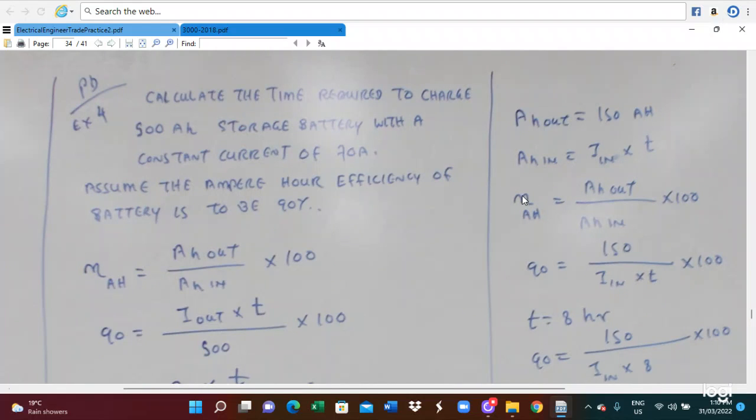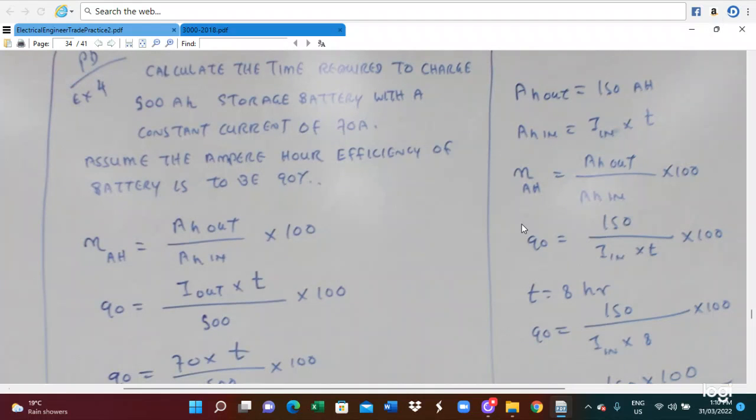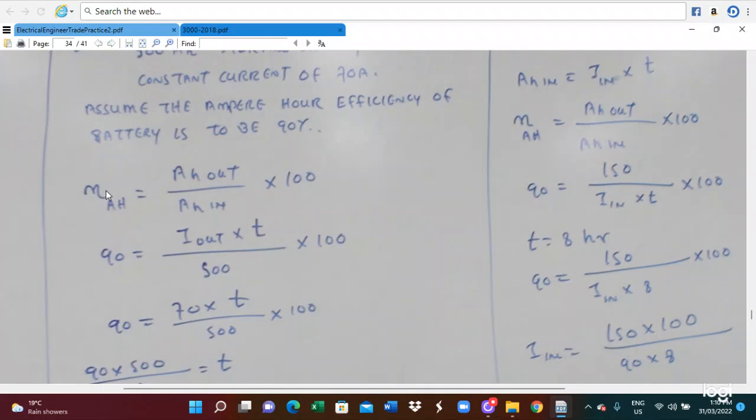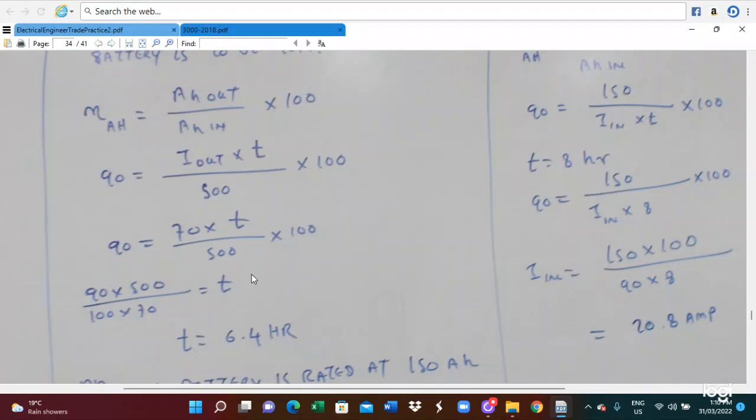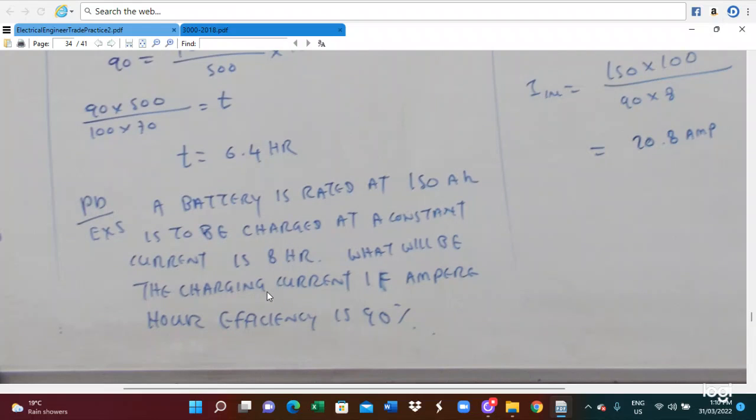In this problem, we need to calculate the time required to charge a 500 ampere hour storage battery with a constant current of 70 ampere. So assume the ampere hour efficiency of the battery is 90%. So the ampere hour efficiency is AH out by AH in multiplied by 100. So 90 equals I out multiplied by time divided by 500, into 100. So the I out is 70. From here you solve it, you get the time as 6.4 hours.